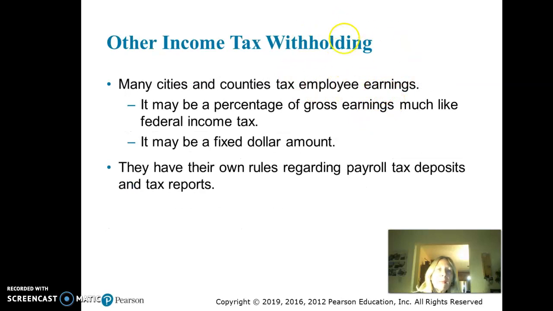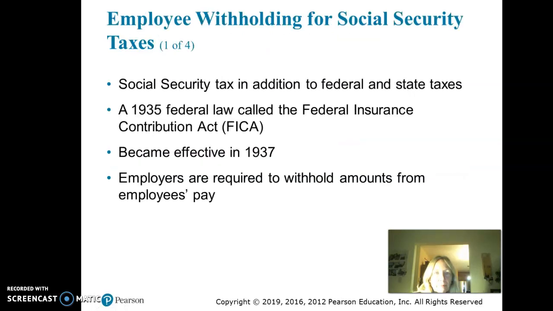Okay, some other income tax withholding. This is just for your information. There are no problems that have other income tax withholding. But some states do have their own income tax withholding.